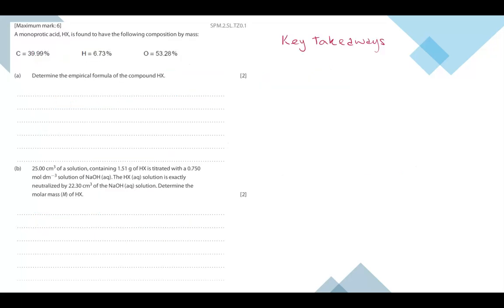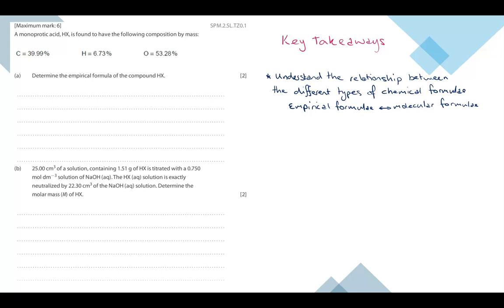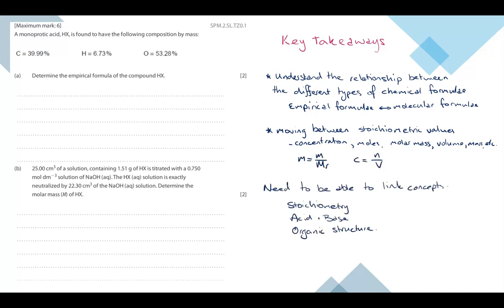All right, so what are our key takeaways here? We need to understand the relationships between different chemical formulas, empirical and molecular formula. We need to be able to move between stoichiometric values here. So concentration to moles, molar mass, volume, mass. Just remember, the center of all of those calculations always is moles. So you should always come back to moles. Like that's your center point, right? If you need to get from concentration to molar mass, you have to go via moles. If you need to get from mass to concentration, again, you're going via moles in the middle there. And these are the equations we use for that.